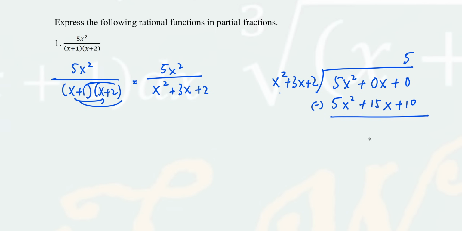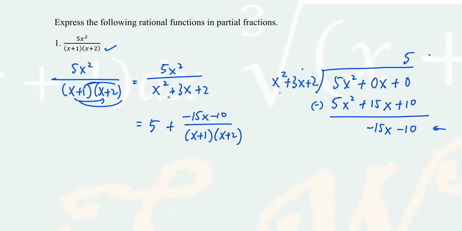Then you minus. First term you get 0. Second term 0 minus 15, that is minus 15x. Last term 0 minus 10, that is minus 10. So with the polynomial division, I will change this into 5, quotient, plus remainder minus 15x minus 10 over the divisor. This divisor we use back the original factors, so x plus 1 times x plus 2.